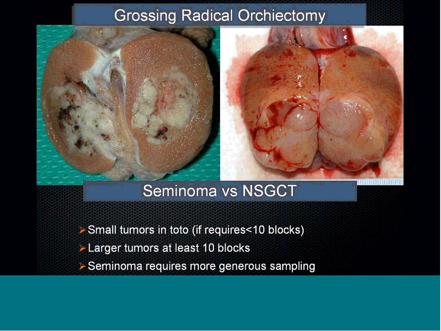Seminoma usually requires more generous sampling, and generally speaking, you should be able to say the histological type of the tumor, whether seminoma or non-seminomatous germ cell tumor, by gross examination. Usually seminomas will have a light tan color and a fleshy, encephaloid appearance on cut surface, and a more heterogeneous appearance will be a typical presentation of non-seminomatous germ cell tumors.